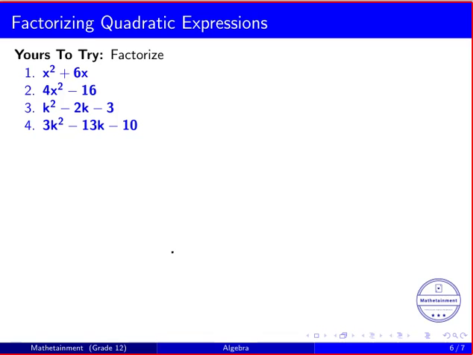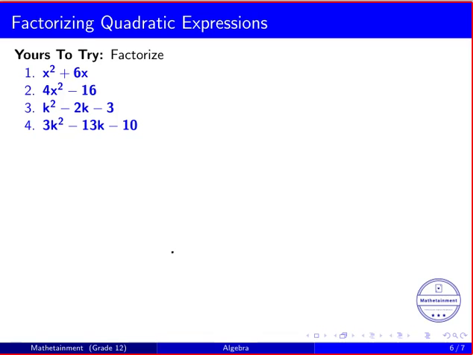The first one is x squared plus 6x. We have two terms there. I bet you know what you want to employ. The second one is 4x squared minus 16. You have two terms there. I also think you know what you are going to employ there. The third one is k squared minus 2k minus 3. That's a trinomial. The fourth one is 3k squared minus 13k minus 10. That's also a trinomial. So please try those and see if you understood today's lesson.